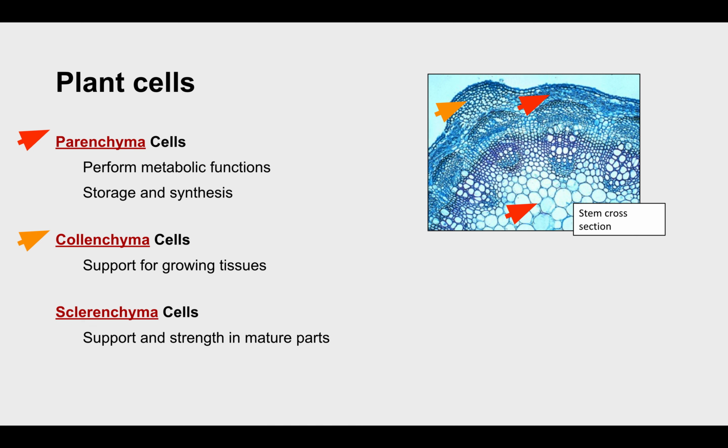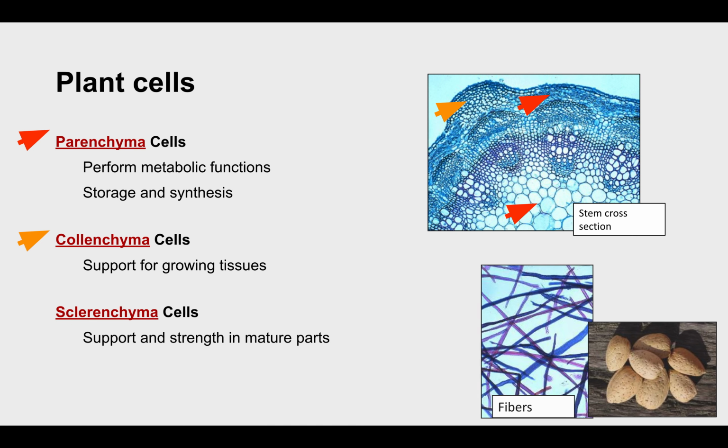That's different from sclerenchyma cells. Sclerenchyma cells also provide strength and support, but they're in mature parts of the plants that are no longer growing. They can be in the form of these fibers. We often see these fibers in a lot of seed coats. If you eat a pear, it's kind of gritty. That grit that you're feeling when you're eating a pear is actually sclerenchyma cells.